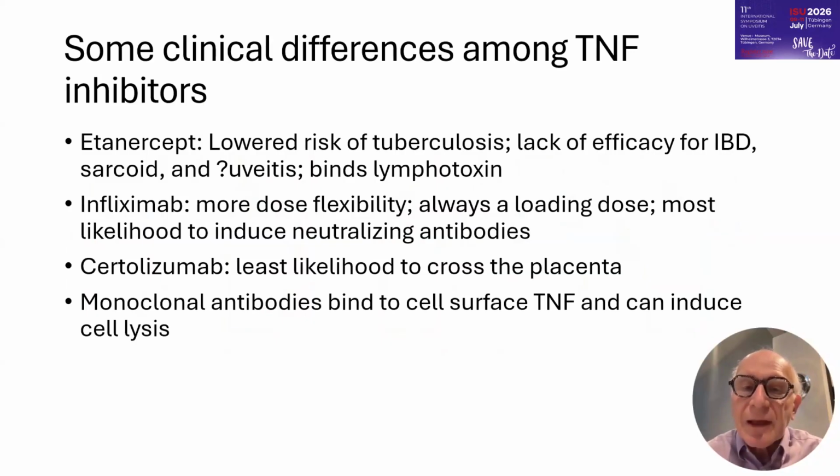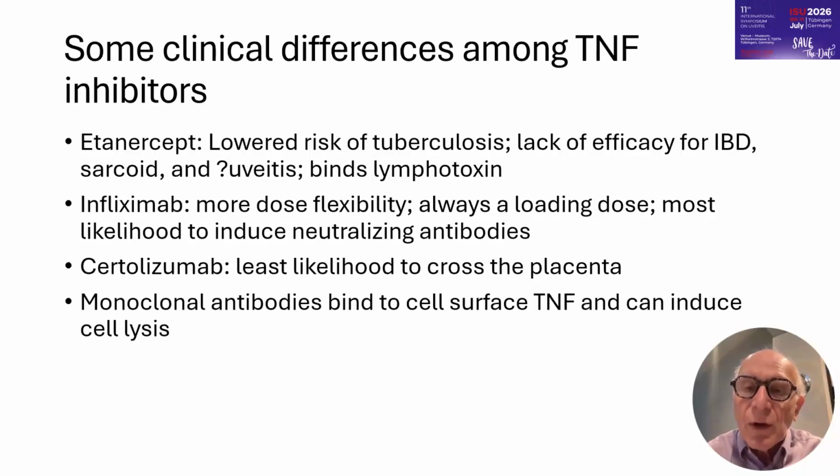Etanercept has the least risk of activating tuberculosis. But along with this kinder, gentler approach, etanercept shows a lack of efficacy in inflammatory bowel disease, sarcoidosis, and arguably uveitis, and the monoclonal antibodies are probably efficacious for each of those indications, if not definitely efficacious.